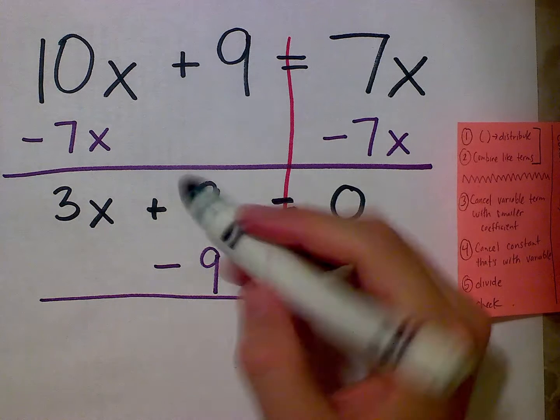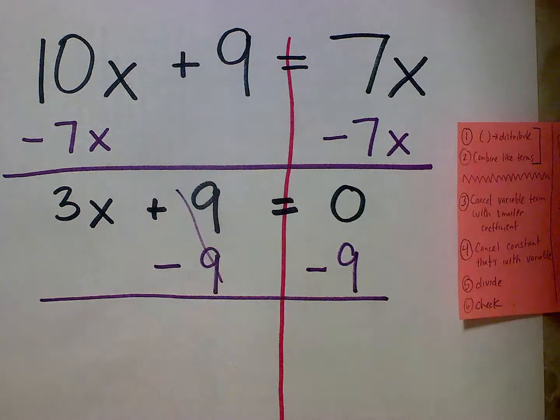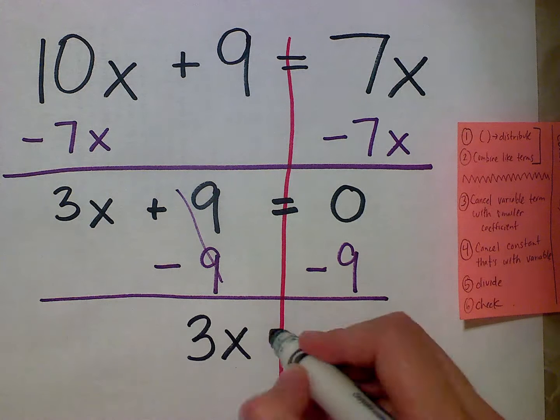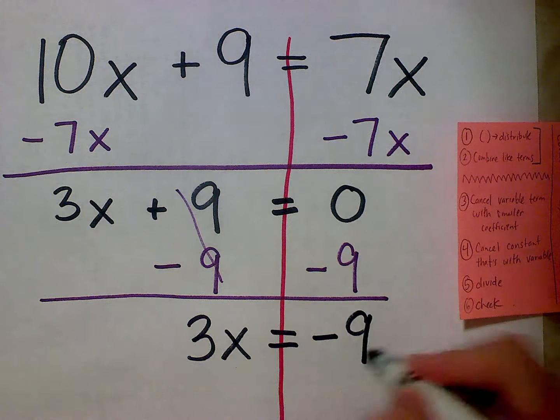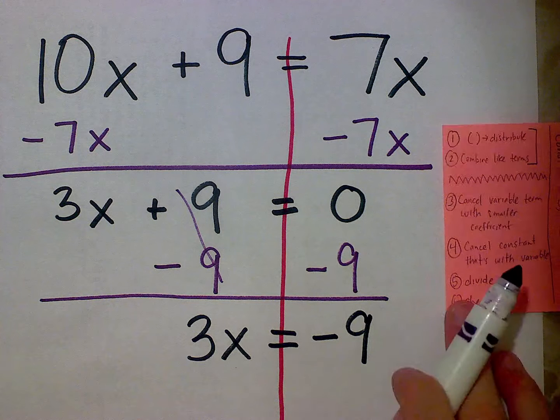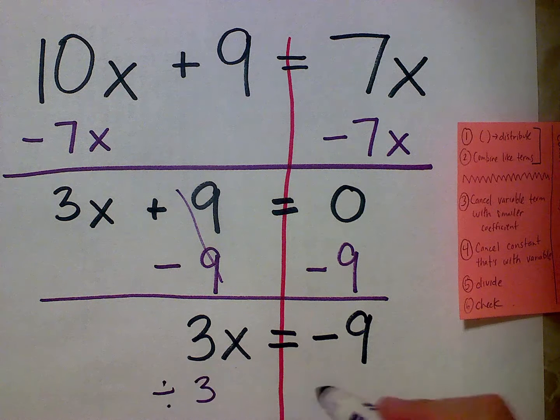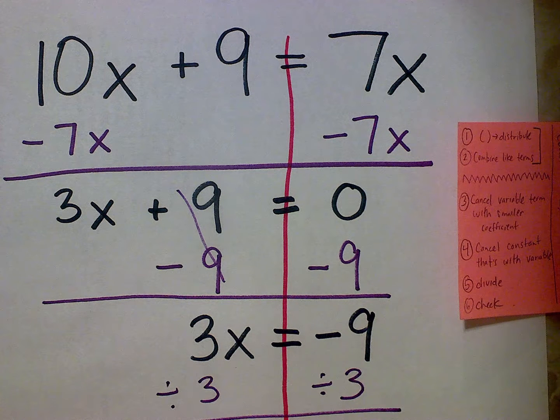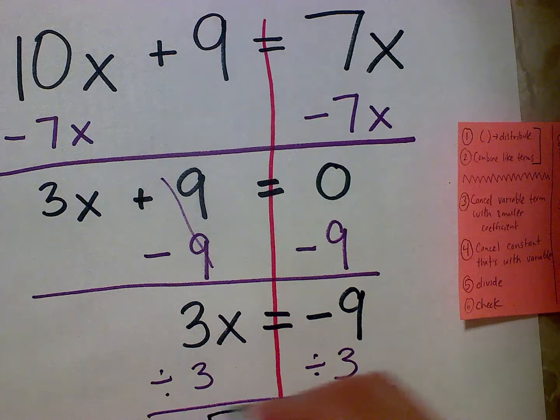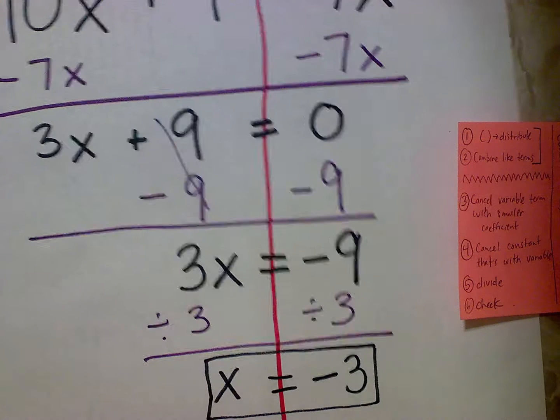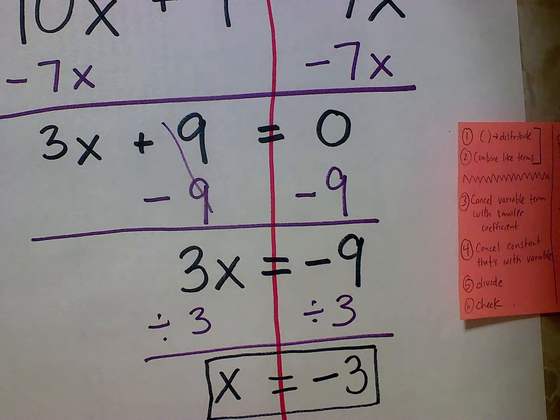And what I get is, right, this cancels. I get 3x equals 0 minus 9 is negative 9. And then step 5 is going to be divide. I'm going to divide by 3. And I get x equals negative divided by positive is a negative. 9 divided by 3 is 3. Oops, sorry. Okay, and my work looks like that. So ask any questions you have about this one, and then you're going to erase it, and we're going to try another one.